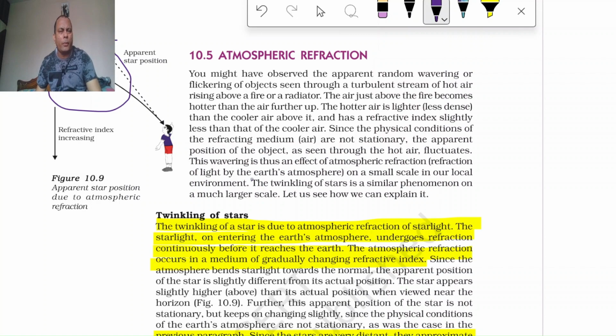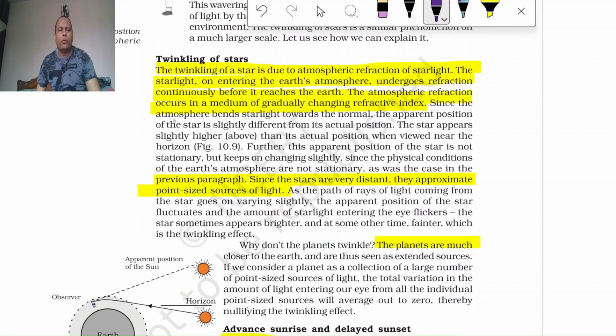A star is one type of planet. The twinkling of the star is due to the atmospheric refraction of starlight. When starlight comes to our eye, it passes through different media, and due to the changing refractive index and the refraction of the light by the different media, the star appears to twinkle.